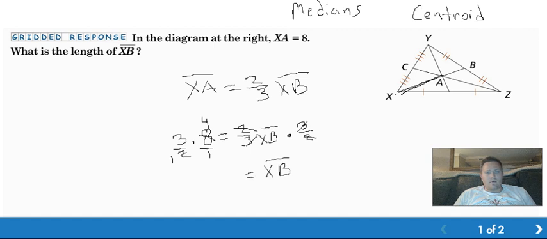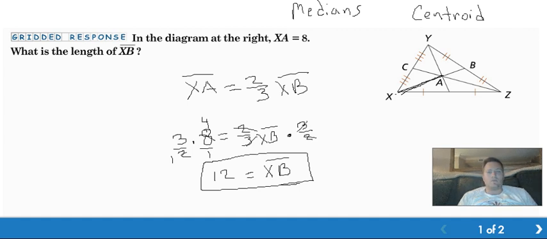I do 4 times 3 on the top, which is 12. 1 times 1 on the bottom, which is 1. So I get 12 over 1, which is just going to be 12 right here. So I have XB is going to equal 12. So the biggest thing with this problem, though, is knowing that from the vertex right here, that is what we're trying to find, and this whole length is going to be 2/3 of that entire length from the vertex to the middle, the median, and that's what we call our centroid problem.